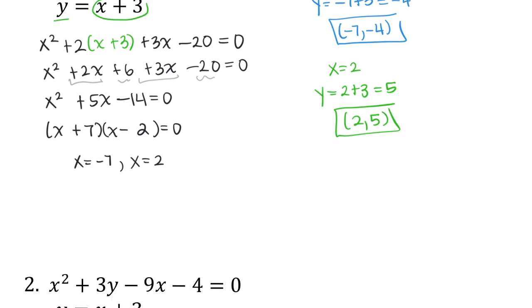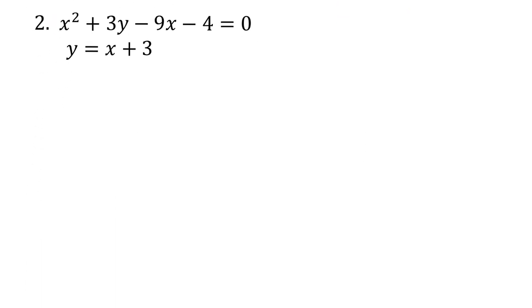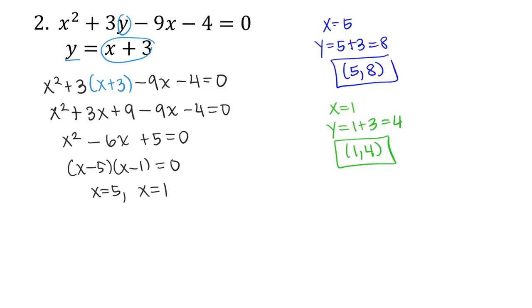Okay, go ahead and solve number 2. Use substitution. Pause the video, unpause when you're ready to check your answer. Okay, I solved it out, and my answers are 5, 8, and 1, 4. So in this case, there were 2 solutions. If you want to see why there were 2 solutions, go back and look at your graphs. This should match your second graph. On the graph, we should have had the same 2 answers.